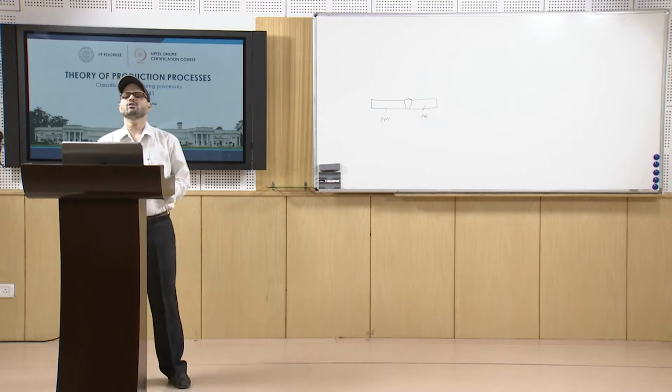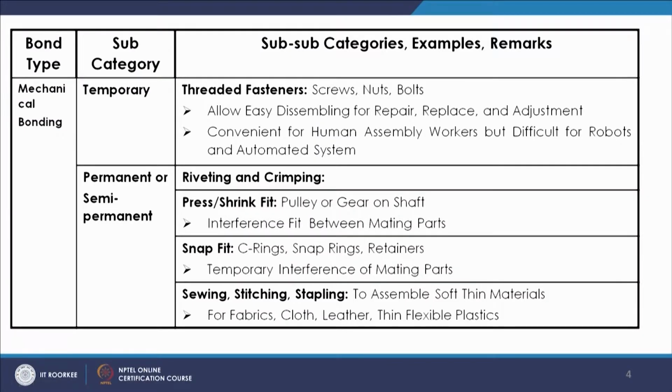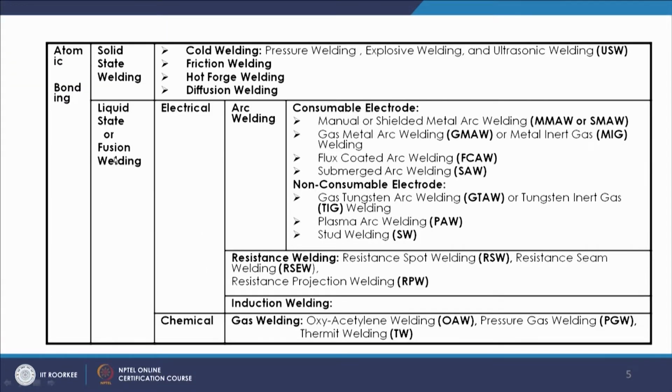Then you have press or shrink fit, then snap fit. So, fitting all that type of thing. And sewing, stitching or stapling, all these things are examples of semi-permanent type of bonding.